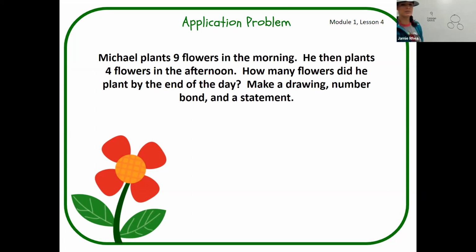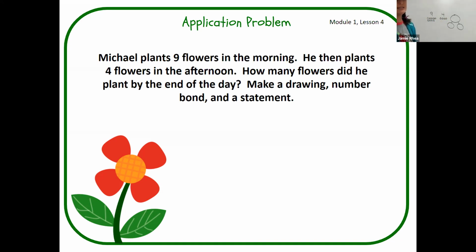All right, let's keep looking for clues. He then plants 4 flowers in the afternoon. 4 flowers, so I need to put 4 up here. 1, 2, 3, 4. Okay, how many flowers did he plant by the end of the day? Now, are there any more clues? Nope. So now we can solve.